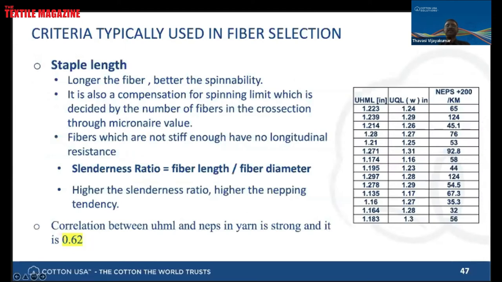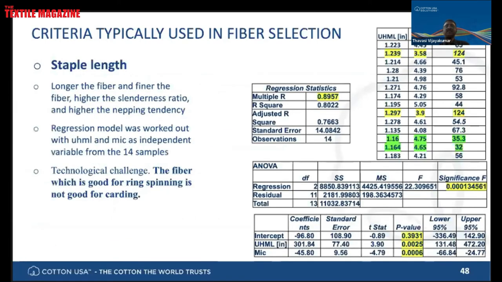Staple length is an important cotton parameter. This decides the cotton price and spinnability to a great extent. It is a compensation for the spinning limit, which is normally decided by the number of fibers in the cross section. So the longer the fiber, the better the spinnability, no doubt about it. It would be difficult to process long fibers with low micronaire values because the slenderness ratio is very high, and whenever the slenderness ratio is very high, the neppiness tendency is big.